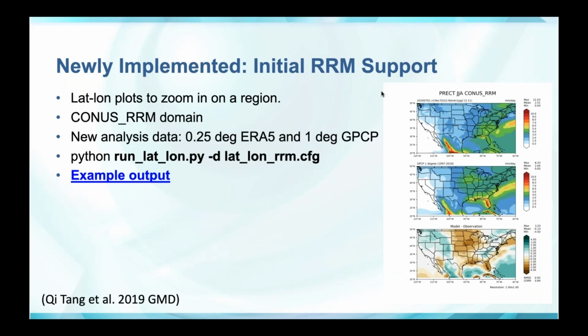Most recently, we have the initial RRM support ready. The lat-long plots are adjusted to be able to zoom in on the region. The CONUS RRM domain is predefined. Other RRM regions can be easily added in the future. And quarter-degree ERA5 and 1-degree GPCP observations are used for higher resolution visualization.